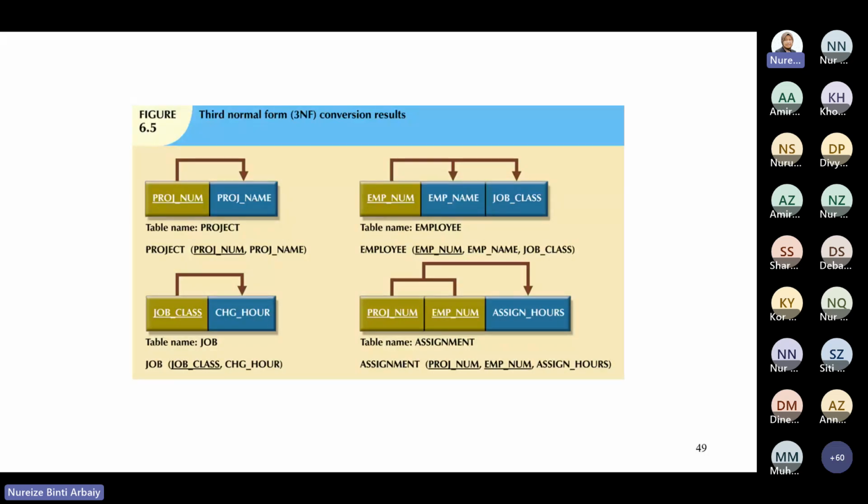In this final result, look, this is the new table, assignment. They give the table name as assignment. These two come from the partial dependency, and these two come from the transitive dependencies. Yeah, they give job class and charge hour. But for me, I will give a new attribute. But maybe they just only use what they have, so they do not give a new attribute here.